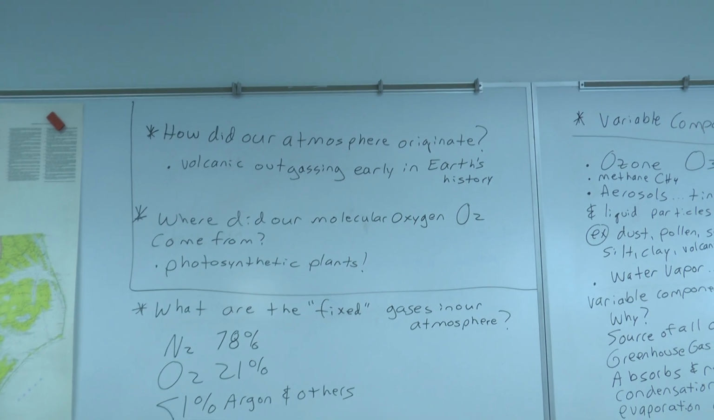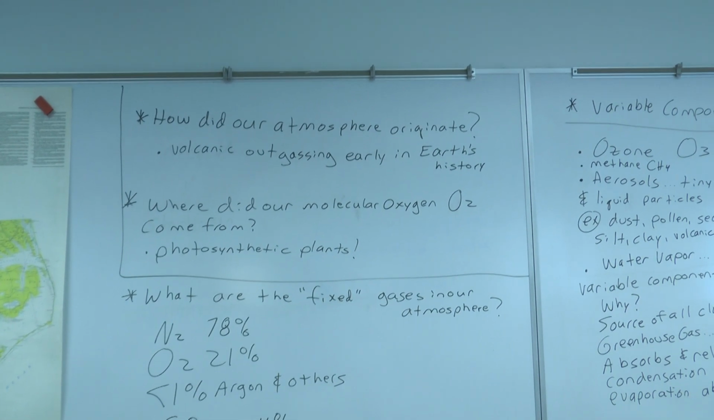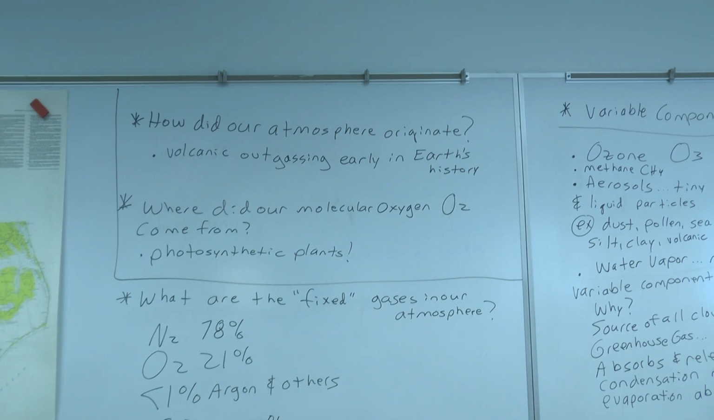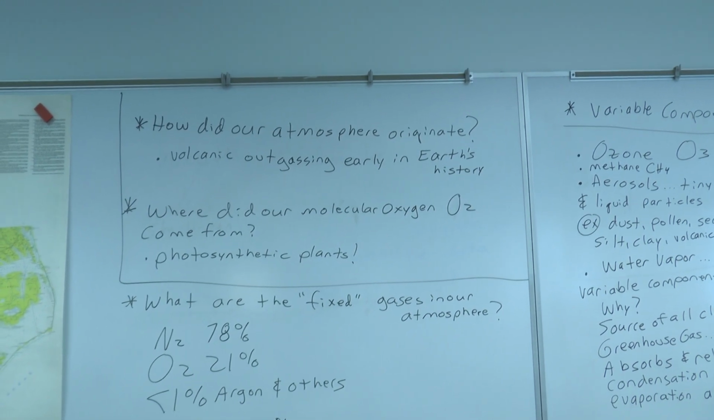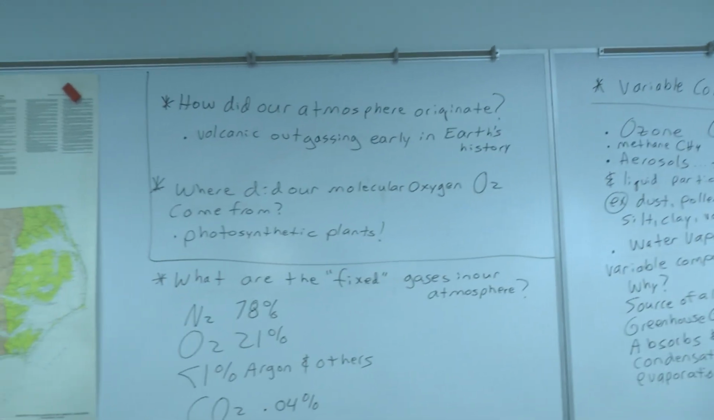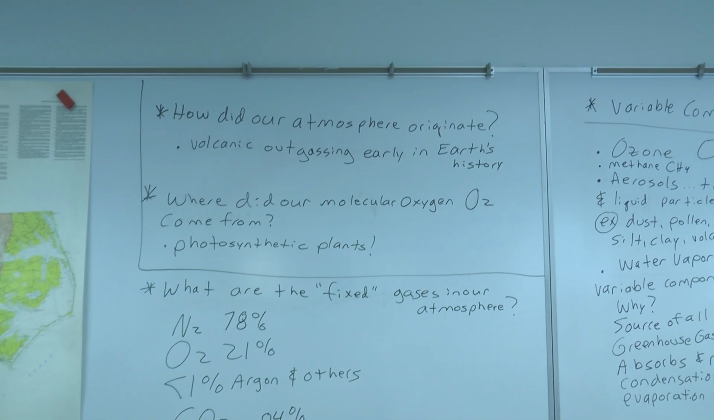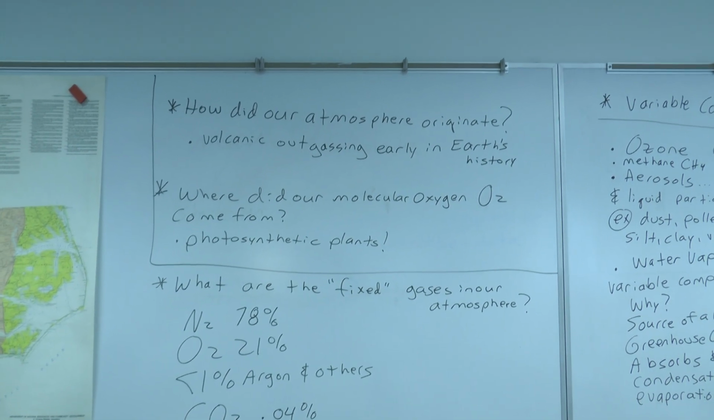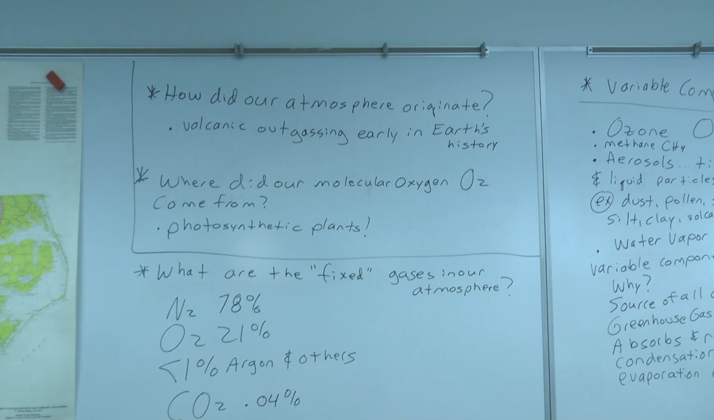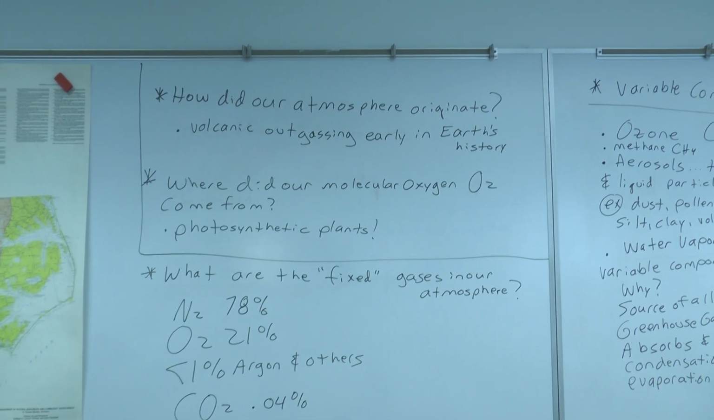So, question. How did our atmosphere originate? The answer is volcanic outgassing early in Earth's history gave us the atmosphere we have now. It has not always been as it is now, and if you take the Earth history class in the spring, you'll learn a little bit more about that.